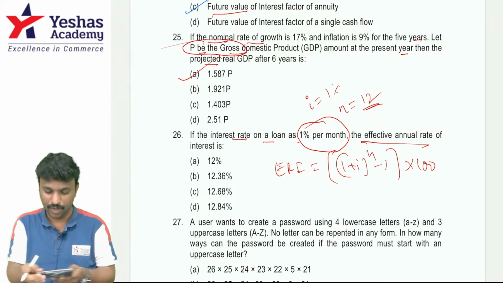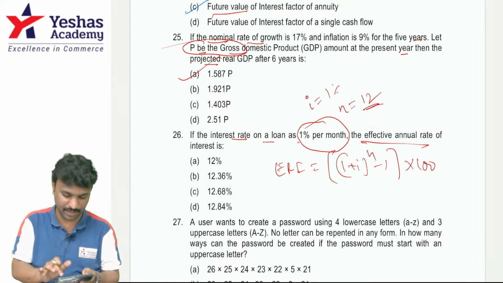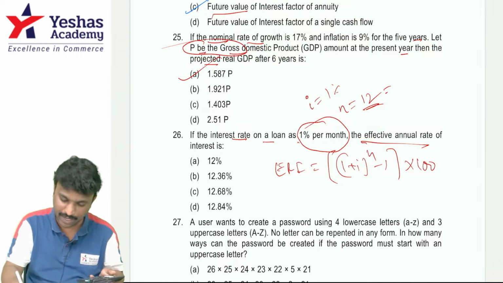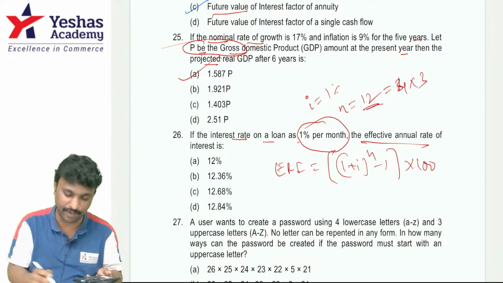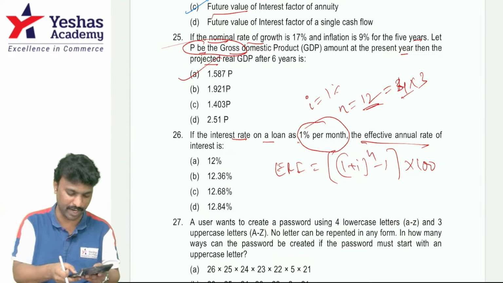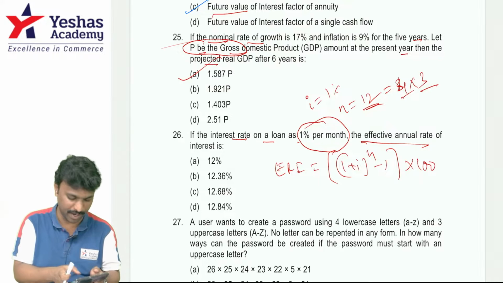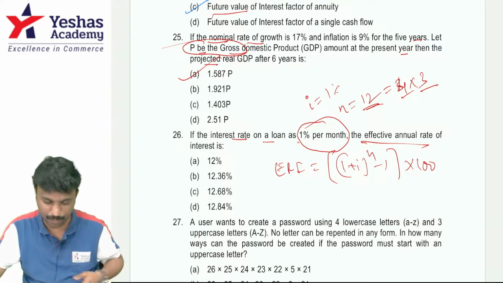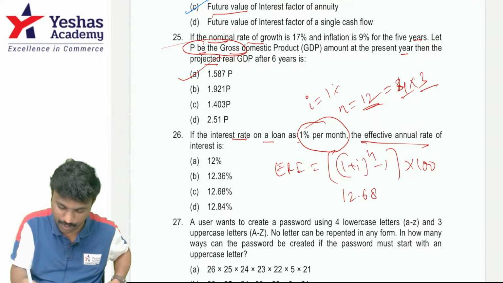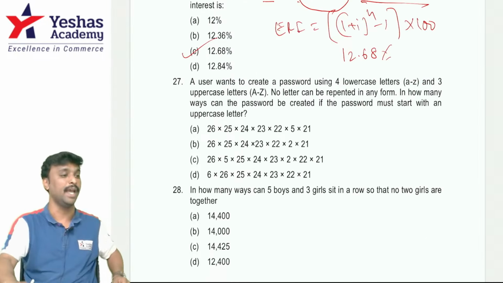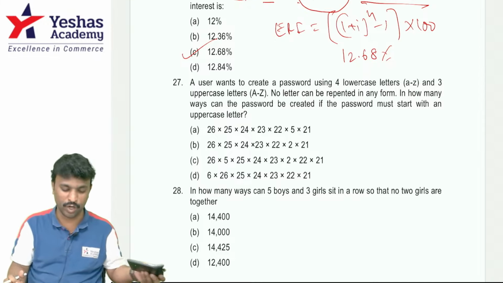Take your calculator. 1 plus 1%, press into. For 12, I can write 4 into 3, isn't it? For power 4, equal 3 times, 1, 2, 3. Press into, for power 3, equal twice, 1, 2. Minus 1 into 100. That fetches me how much? 12.68%. Option C is the right answer. Guys, moving on to the next question.